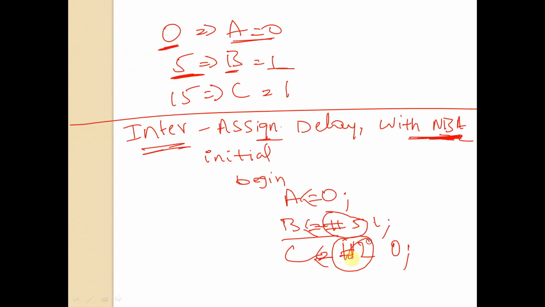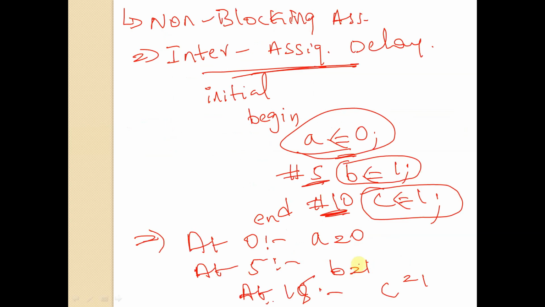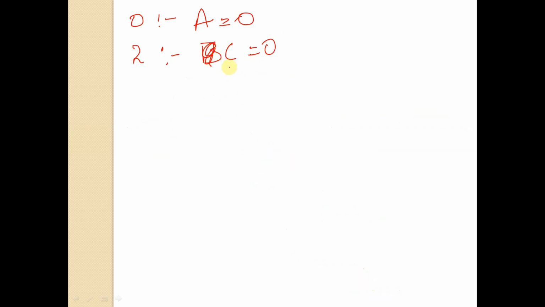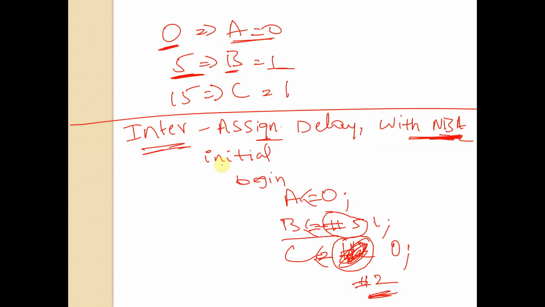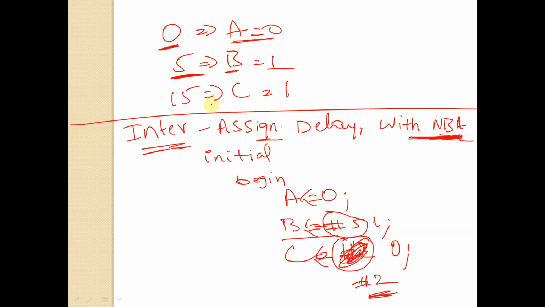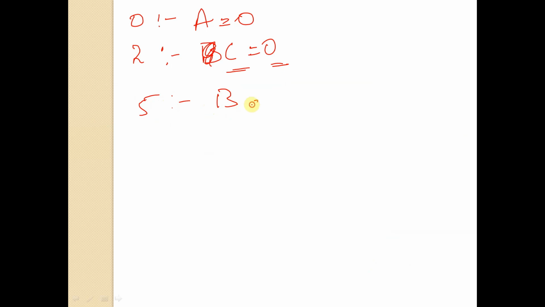Or else I will use the same delay which is used in the above example. So I have mentioned 10. Okay, for now I will use 2 only. Next I will change it. So for now it is 2 only. So at 2 time units only, I will get the value of C is equal to 0. And after 5 time units, I will get the value of B is equal to 1. So see the difference here.